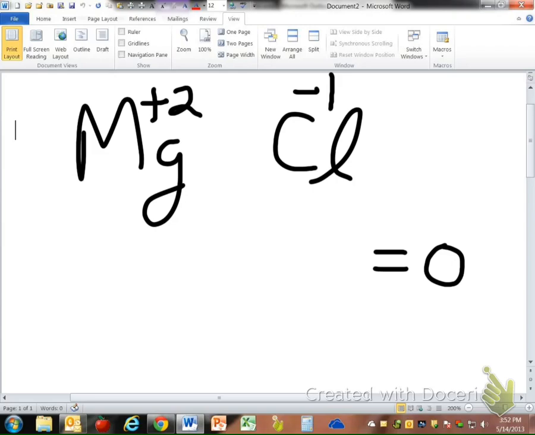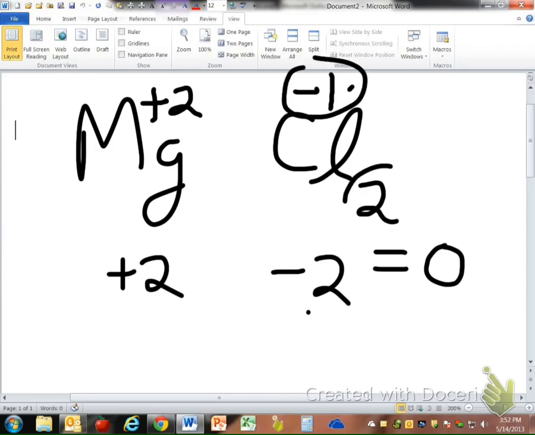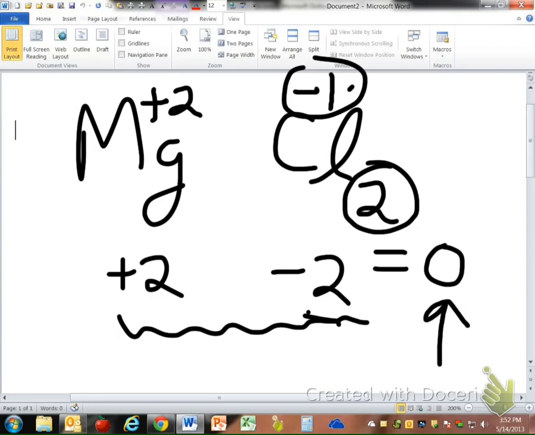Well, magnesium is +2, so we need chlorine to be -2. So we simply ask, how many -1s does it take to make -2? And that answer is 2. -1 times 2 is -2. So when I add these together, I get the 0 that I'm looking for.